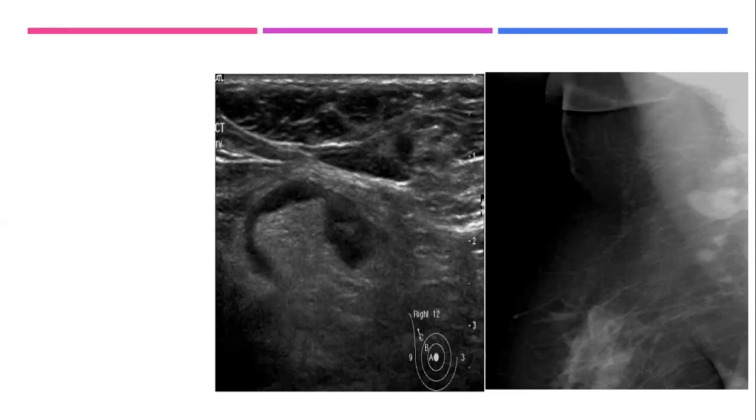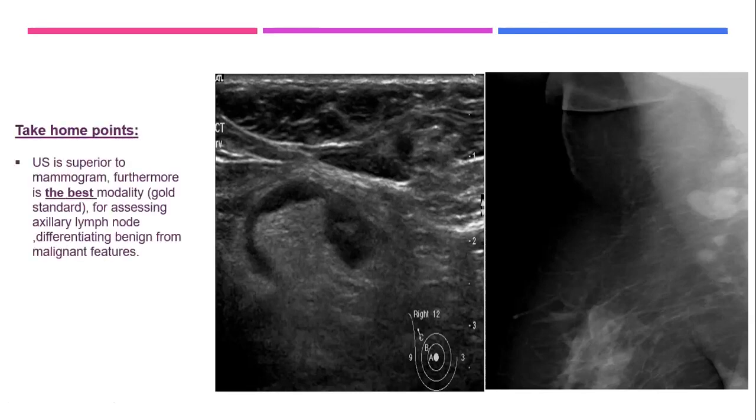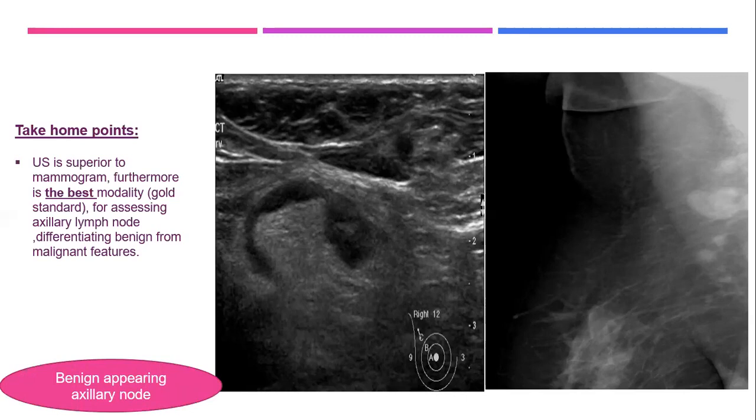On mammography, we cannot see all these findings. You see, the hilum is present here, but the hilum is asymmetric, engulfed or attenuated due to the focal cortical thickening. But this will not be well appreciated on mammography. So ultrasound is superior to mammography, and furthermore is the gold standard and the best modality to evaluate axillary lymph nodes, differentiating benign from malignant.